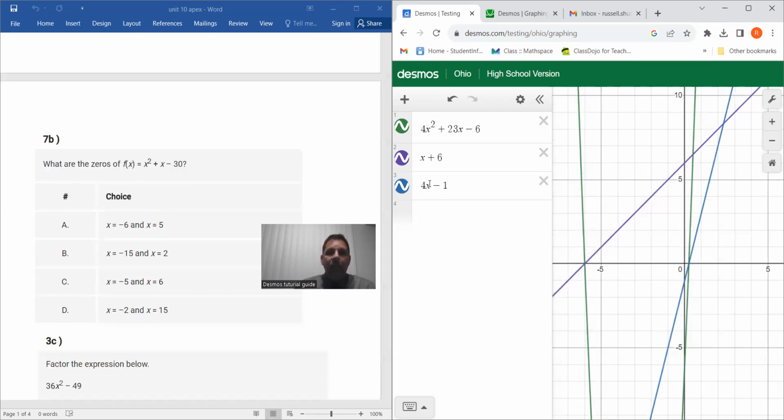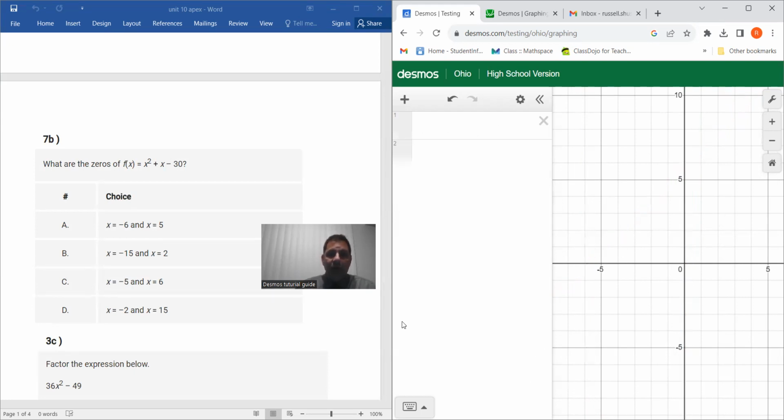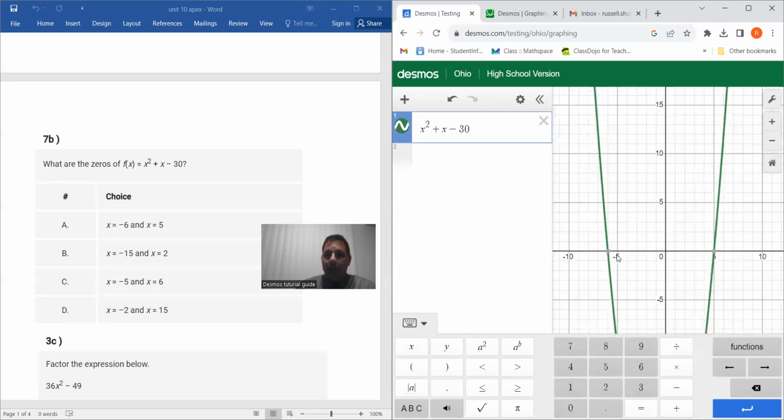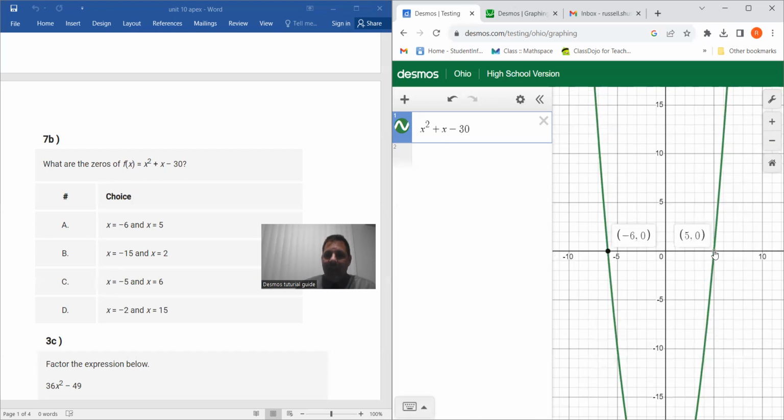What are the zeros of a function? Well, because these locations where they cross the x-axis are so important, it's where it makes the equation equal 0, we call them the zeros. But if they're looking for them, all we have to do is plug them in and click on them. -6 and +5. Those are the zeros of the function.